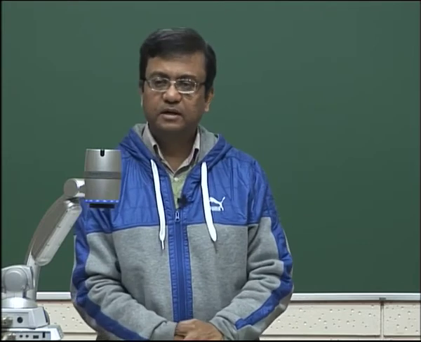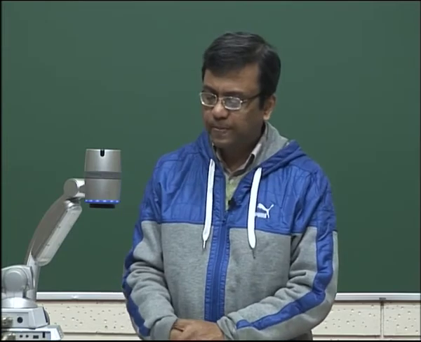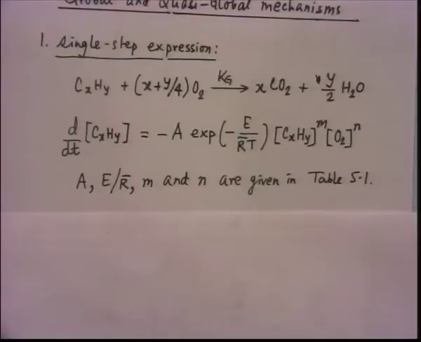These are, of course, artificial. What I advise you to do after the class is to look up this table and see what kind of values you have for various hydrocarbons. For example, if it is ethane or propane or methane or whatever it is of the CxHy form, see what A is, what E is, what m is, what n is. You will notice, for example, that m and n are fractional, and A and E have some values which are listed in the table.